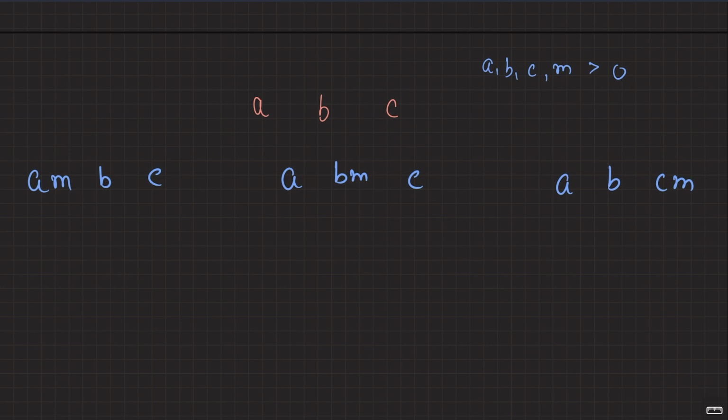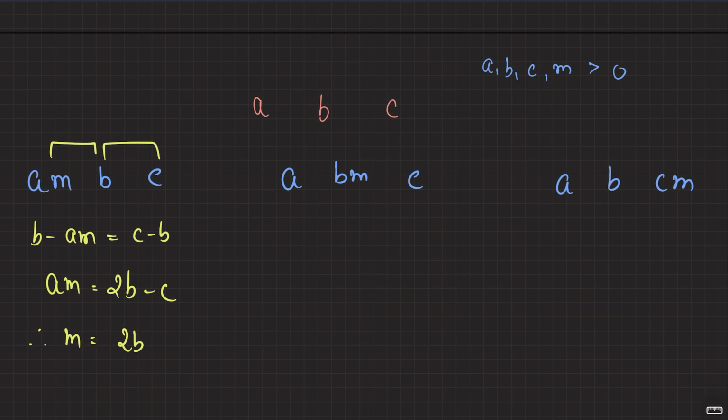If AM, B, C needs to be in AP, what needs to happen? B minus AM should be equal to C minus B, right? The common difference needs to be the same. So it shows that AM should be equal to 2B minus C. Therefore, M should be equal to (2B minus C) divided by A. So if multiplying by A turns this sequence into an AP, then M has to be equal to (2B minus C) divided by A.